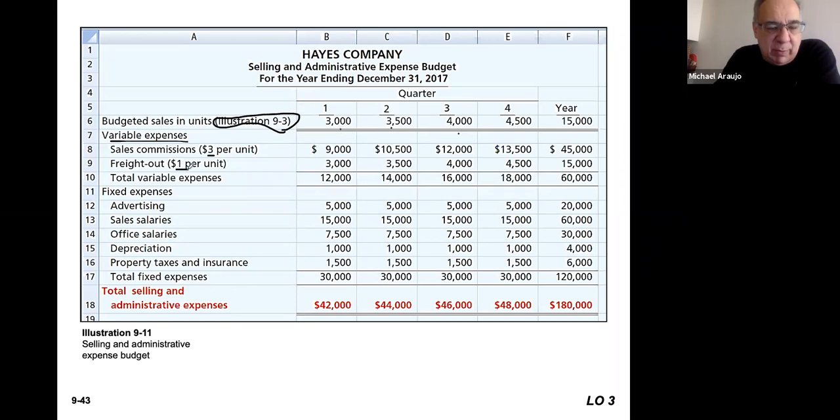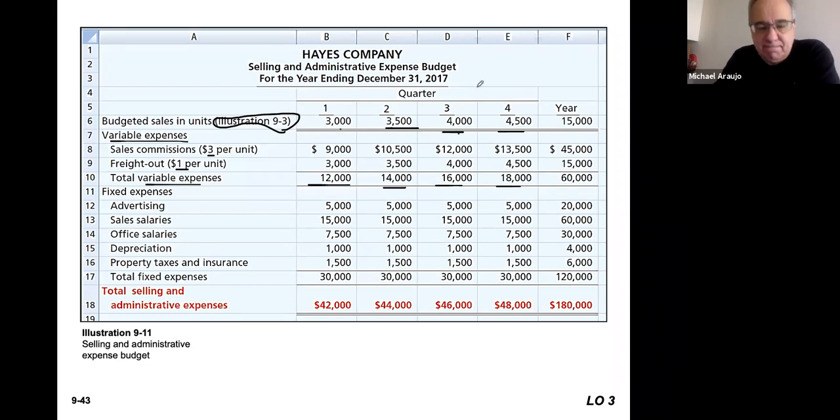Freight's going to be $1 per unit. Again, if you're expecting to sell 3,000 units at $1 for each freight, 12,000. So your total variable expenses are given at 12,000 for quarter one. You would do the exact same thing, again, based on the sales number of units to calculate your sales commission and freight for each of the quarters to get your total variable expenses for each quarter. And then of course you can just total it up for the year in the last column here.